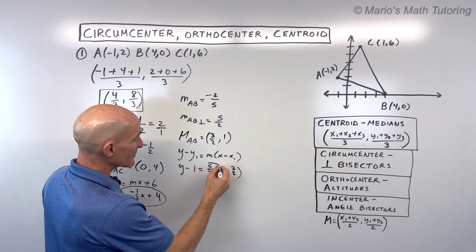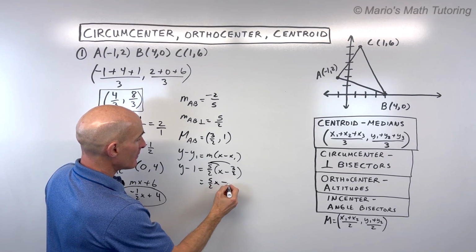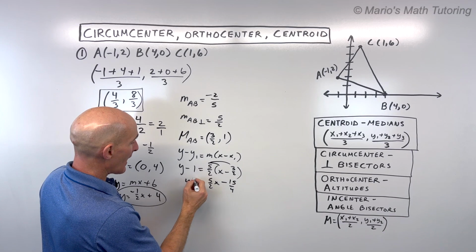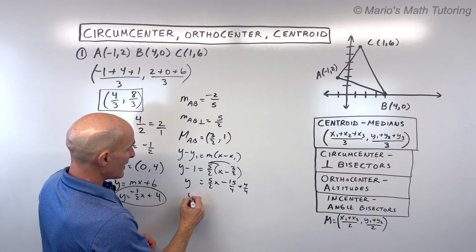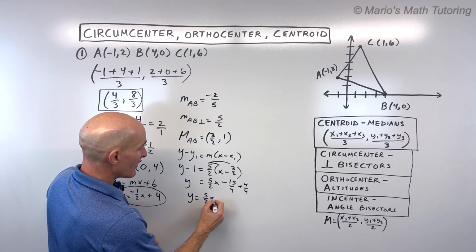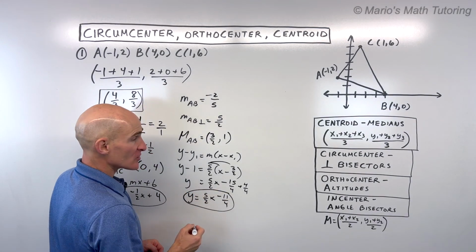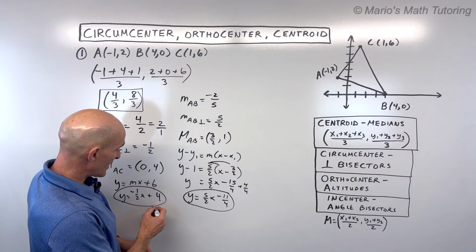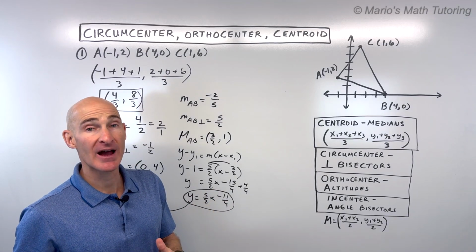Okay, I'm just going to rewrite this and distribute. So we've got 5/2 x minus 15/4. I'm going to add the 1 to the other side, which is like adding 4/4. So that comes out to y equals 5/2 x minus 11/4. Okay, so not great numbers on this problem, but I wanted to make it more realistic, like something you might encounter. Now we're going to find out where these two perpendicular bisectors cross, that point of concurrency.